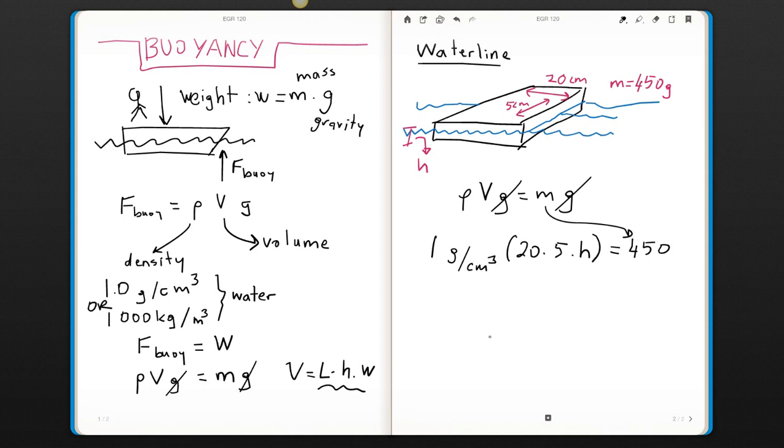So if you do this, H is going to be 450 over 20 times 5 times 1. This 1 is the density, and you calculate 4.5 centimeter. That means your boat is going to be 4.5 centimeter in the water.